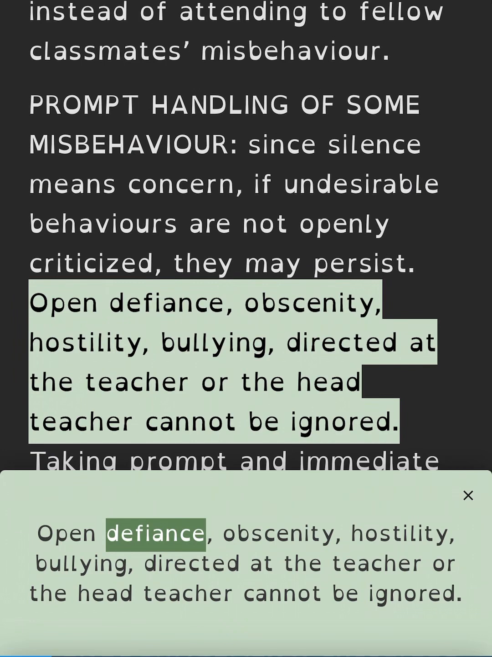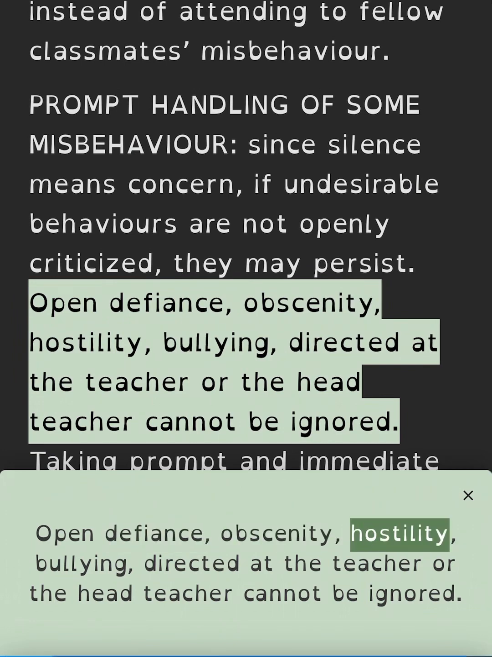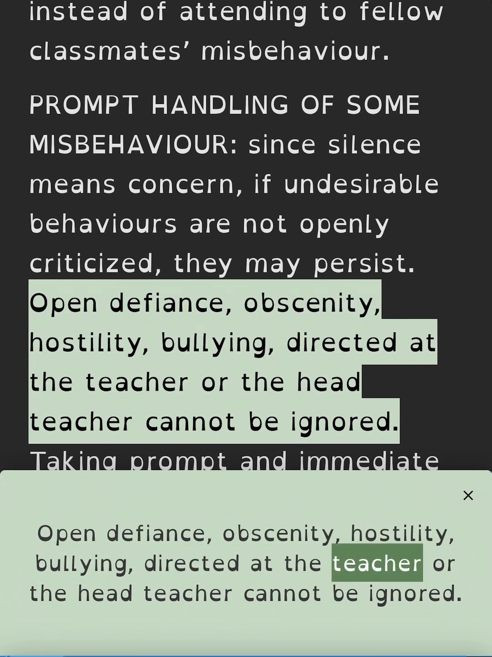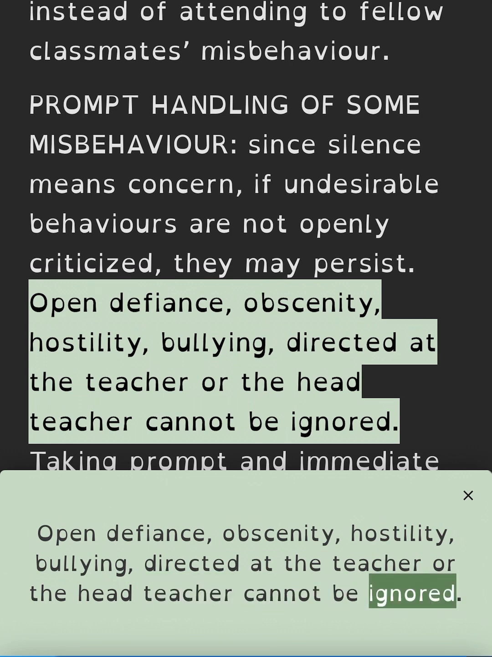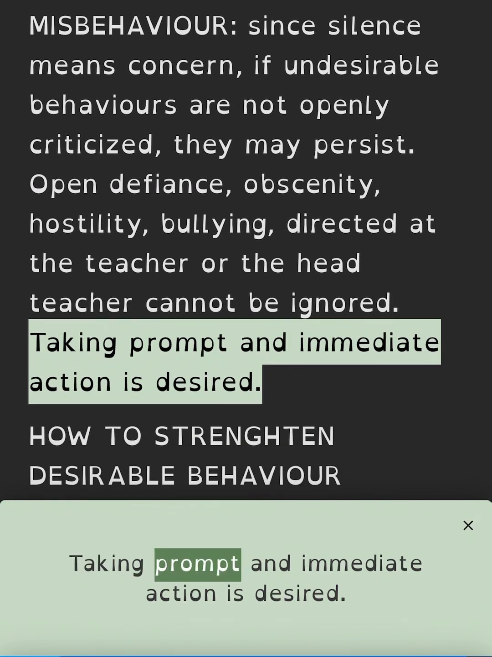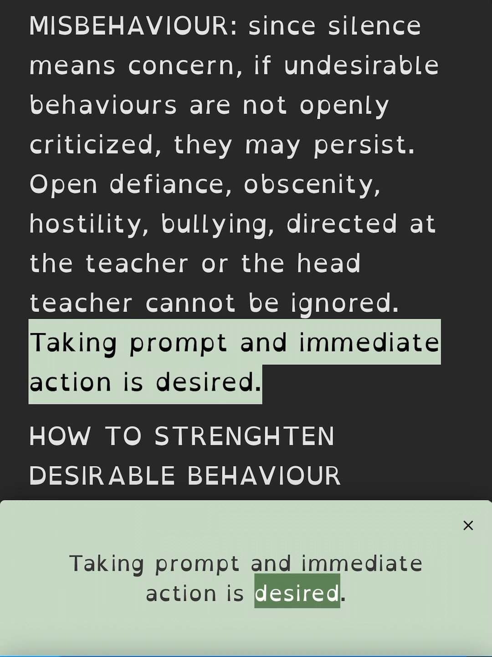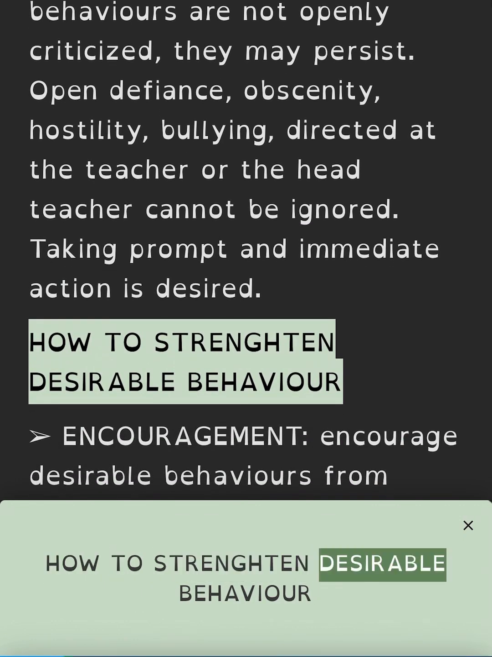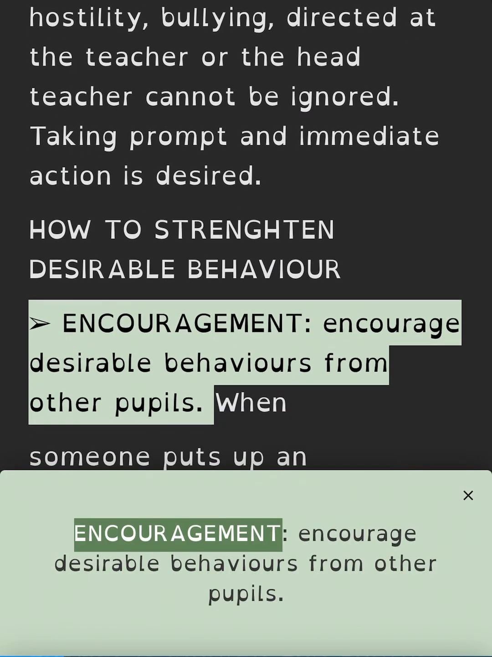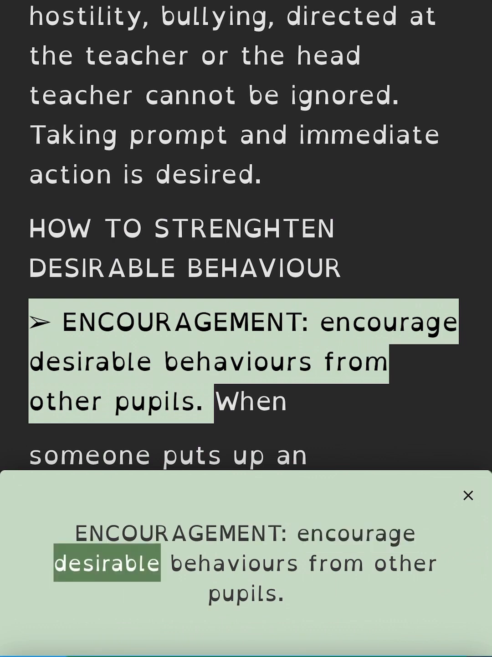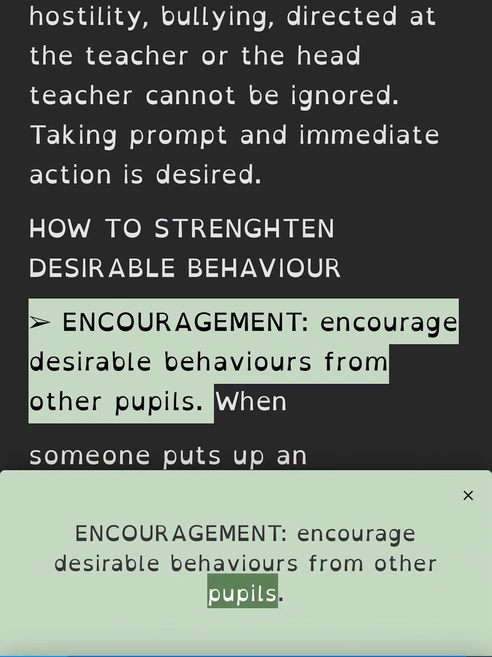Open defiance, obscenity, hostility, bullying directed at the teacher or the head teacher cannot be ignored. Taking prompt and immediate action is desired. How to strengthen desirable behavior. Encouragement: encourage desirable behaviors from other pupils.